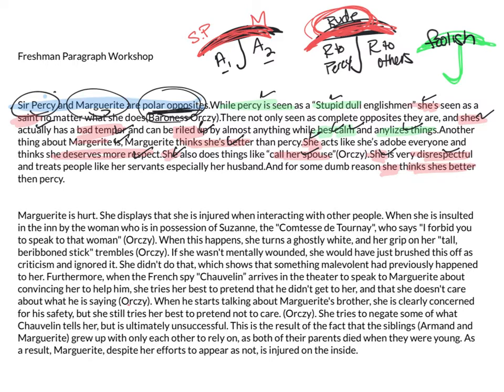I have, with Percy, he's stupid, he's calm, he analyzes things. I've got with Marguerite, she's a saint, she's bad-tempered, she's arrogant. So I have like 6 or 7 different ideas going on under that umbrella, which is why this paragraph falls apart a bit. Make sense? Okay, in your own words, what is the biggest problem with this paragraph?